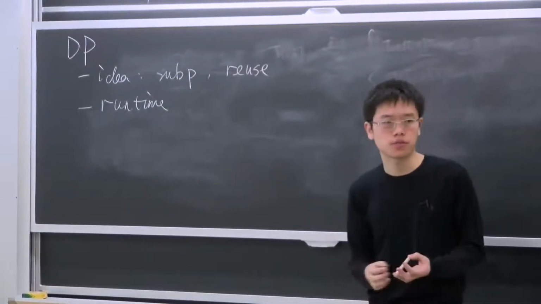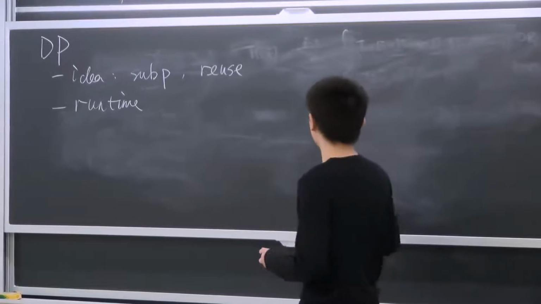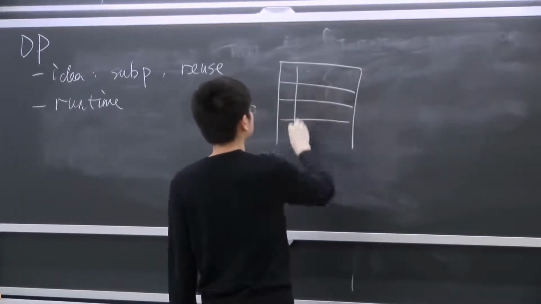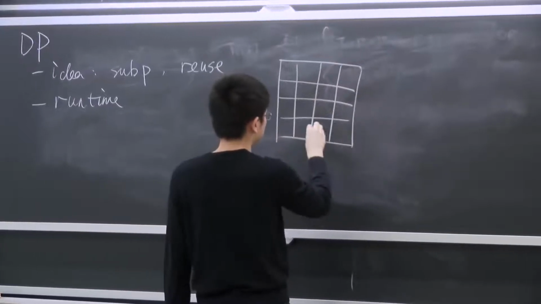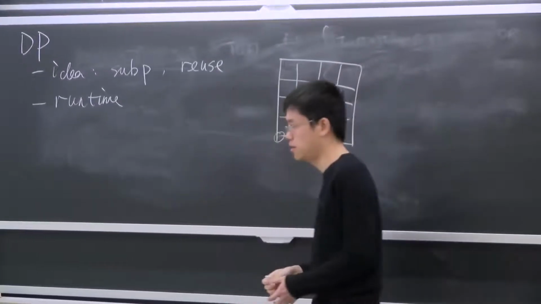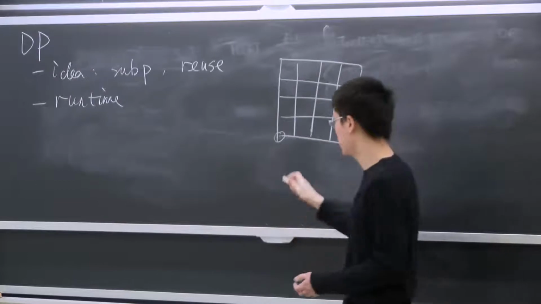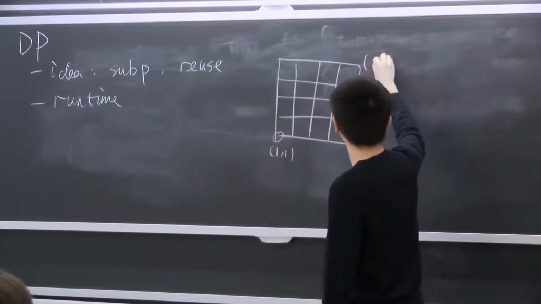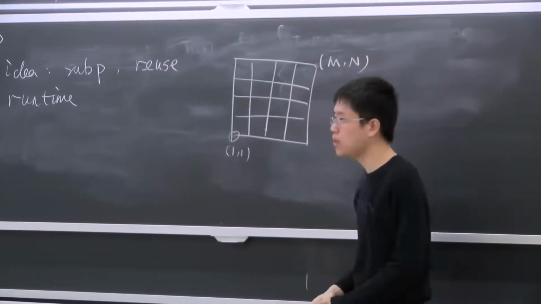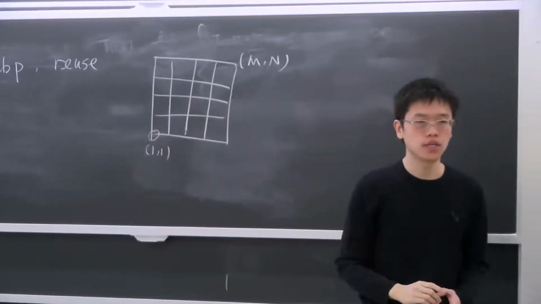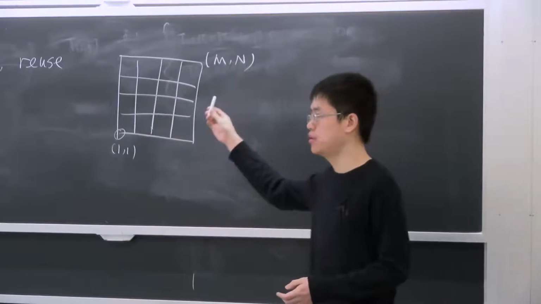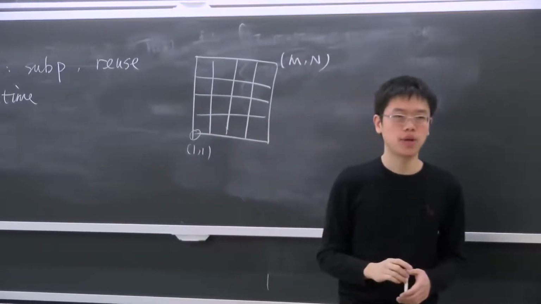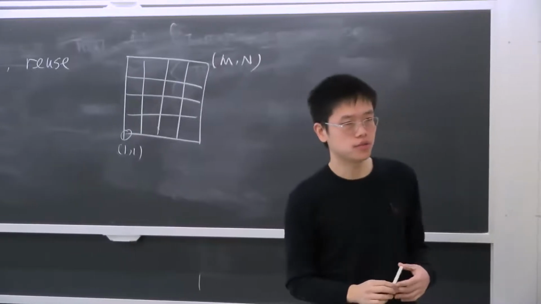Now, let's start with a warm-up example. It's extremely simple. Let's say we have a grid, and there's a robot at, say, coordinate (1, 1), and it wants to go to coordinate (m, n). At every step, it can only either take a step up or take a step to the right. So how many distinct paths are there for the robot to take?